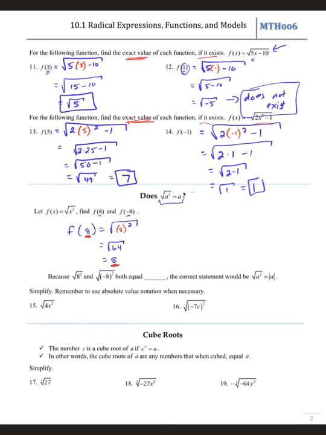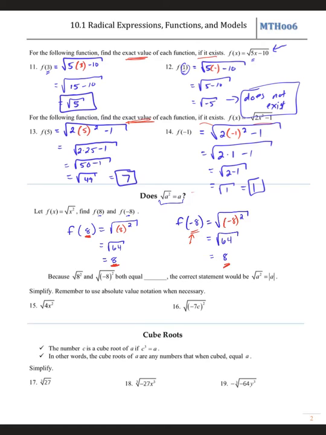Now let's look at the next one. Let's evaluate f of negative 8. Let's see what we get when we substitute this in. So now we have to substitute in a negative 8 and we want to square it. Well, we know negative 8 squared, negative 8 times a negative 8, is a positive 64, which leaves us with a positive 8. So we can see that we still get an 8, however, this one here is a negative, and the one that we found down here is a positive.